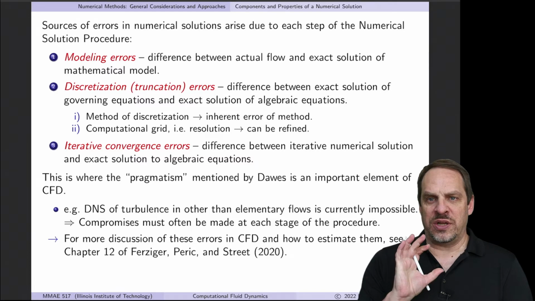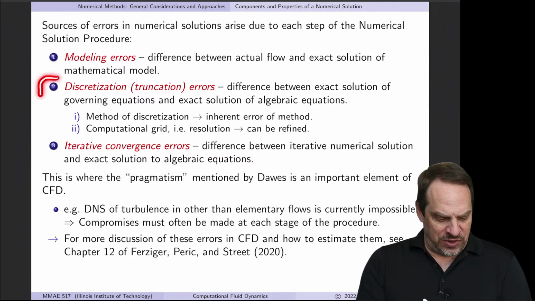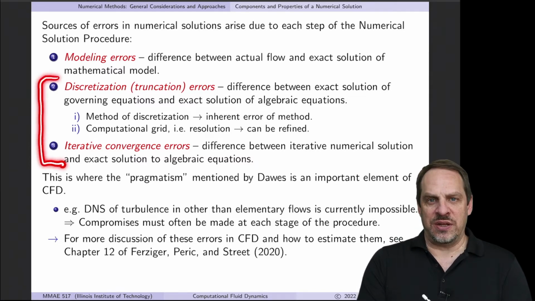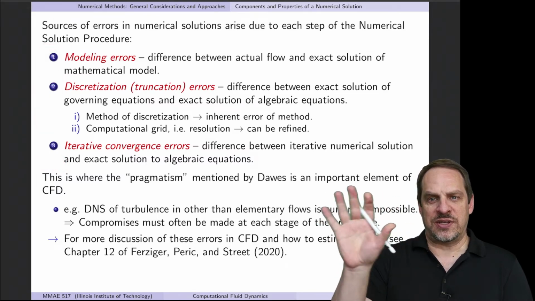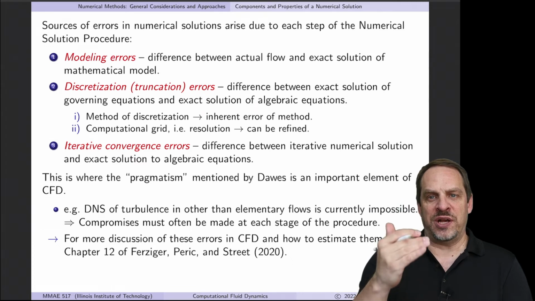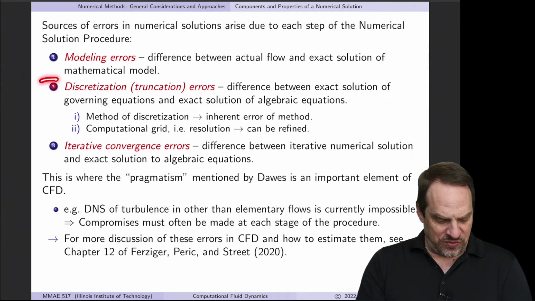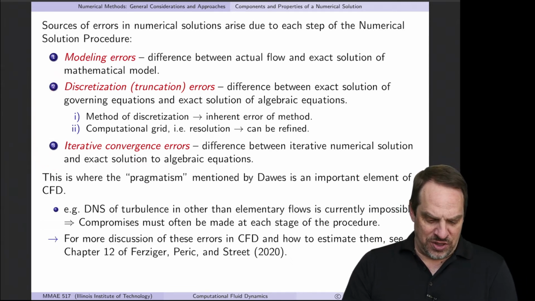And we'll be talking a lot about these because our focus in these videos is going to be on the second and third steps. The first step you did in another class. That's how you got the governing equations that we're now trying to solve numerically. And so we're going to focus on these steps 2 and 3.